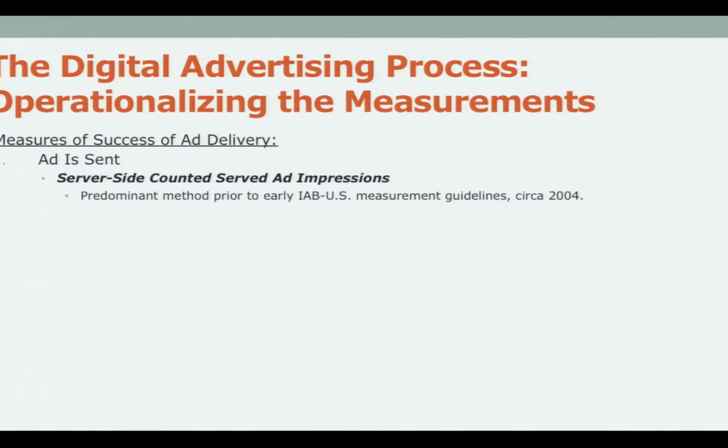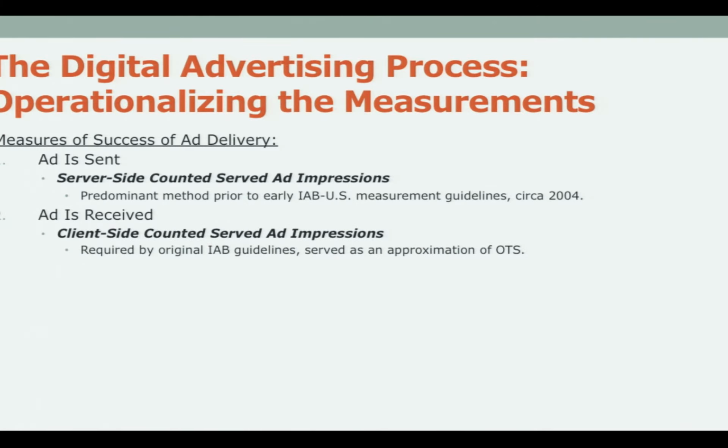So if you think about this in terms of measurement and how measurement happens, an ad is sent. Well, the measurement that occurs at that point in time is what's called a server-side counted ad impression, which is basically the way digital advertising in its earliest days was measured. That when the ad server selected an ad and sent it off to the browser, that's the point in time that the measurement occurs.